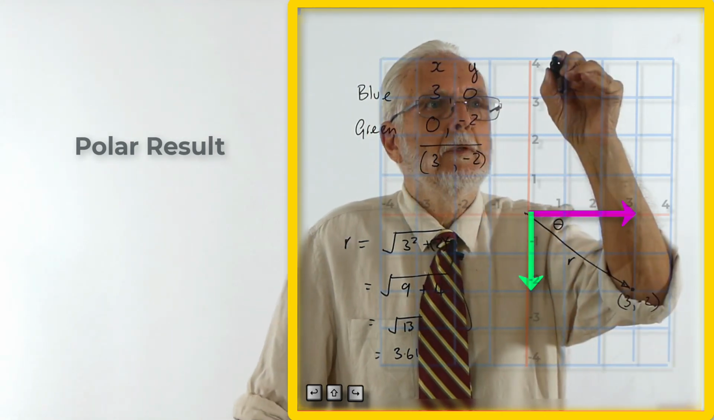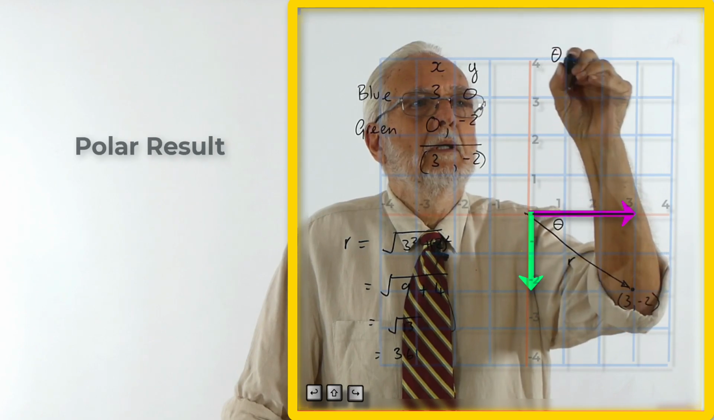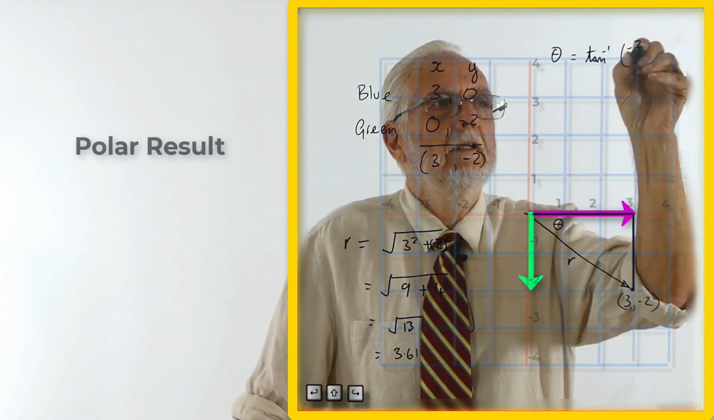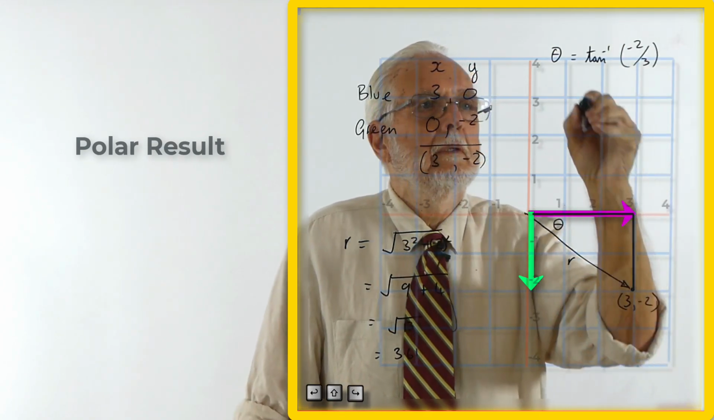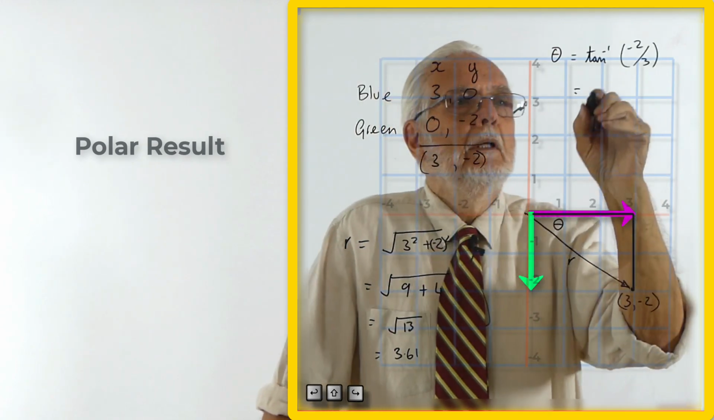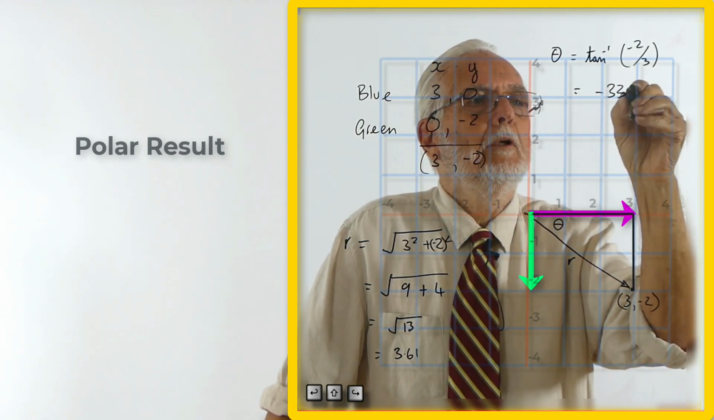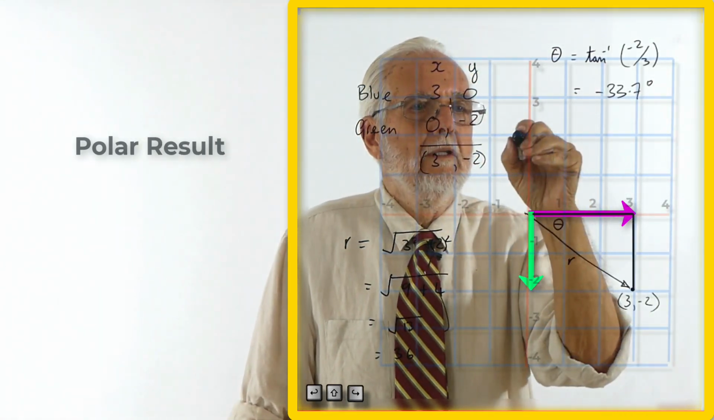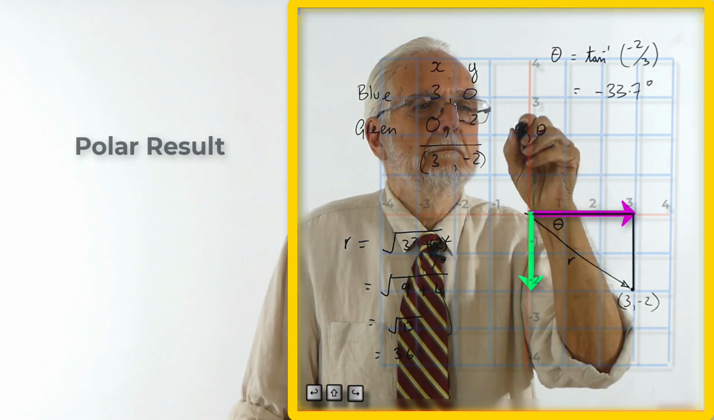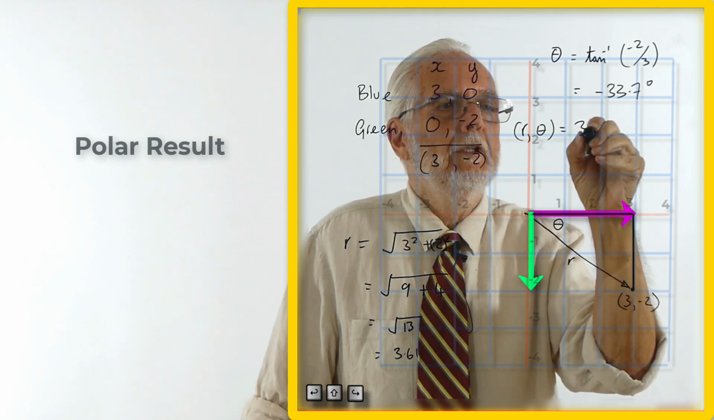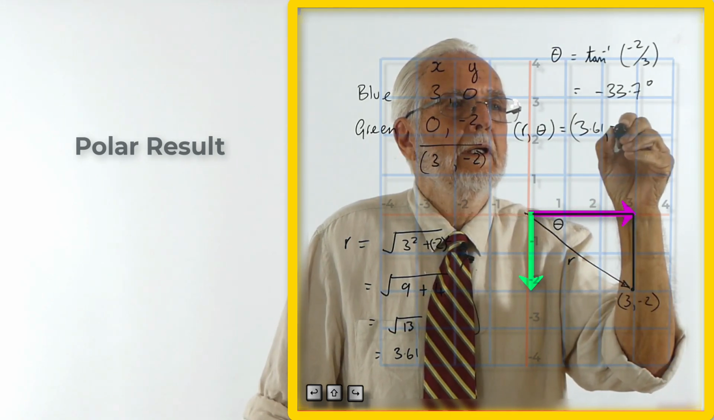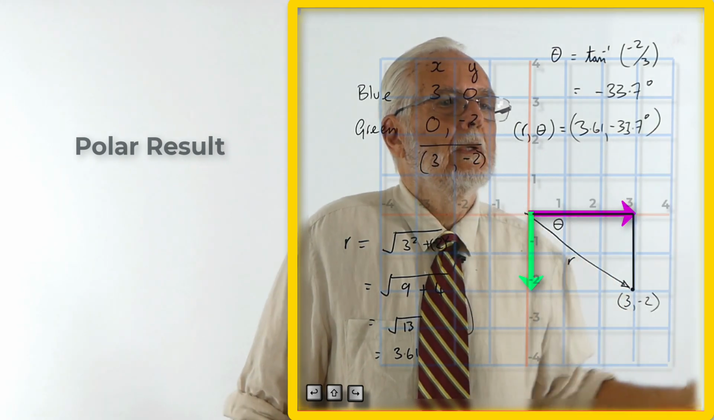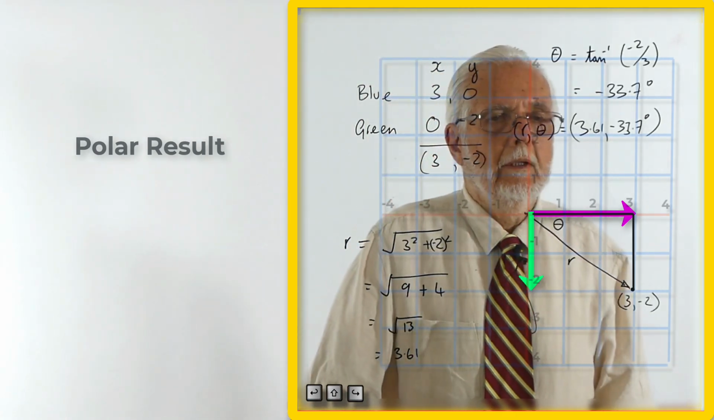Now to find theta, we can say that theta is equal to inverse tan, which is tan to the negative 1 of negative 2 on 3. And this is equal to negative 33.7 degrees. So now we can say that r theta is equal to 3.61, comma, negative 33.7 degrees. Now, that's time consuming.